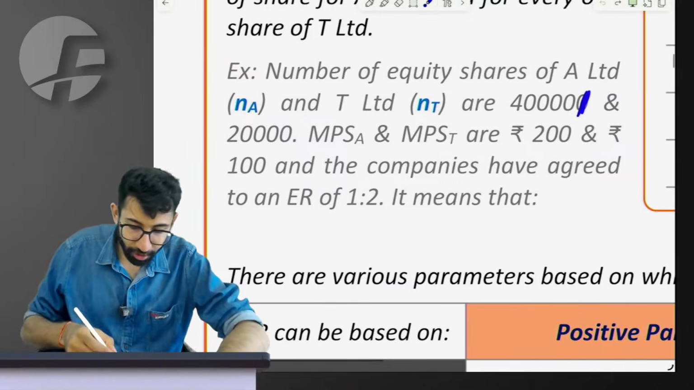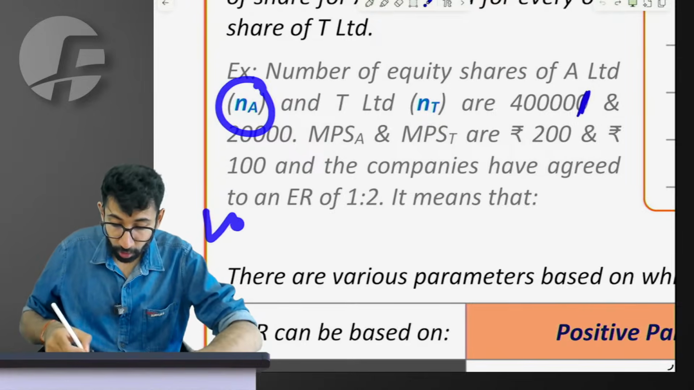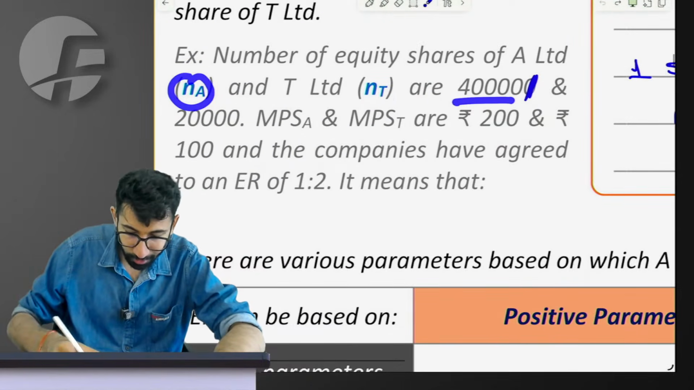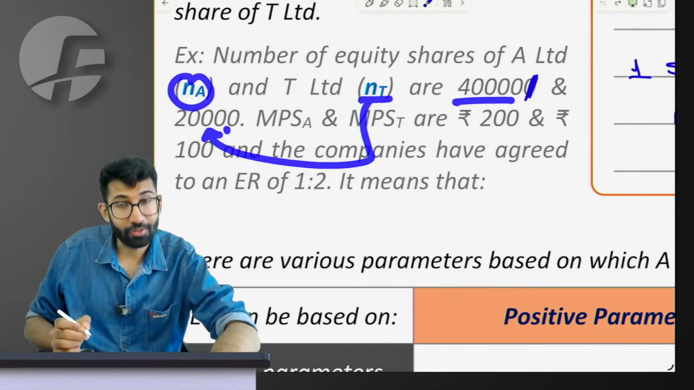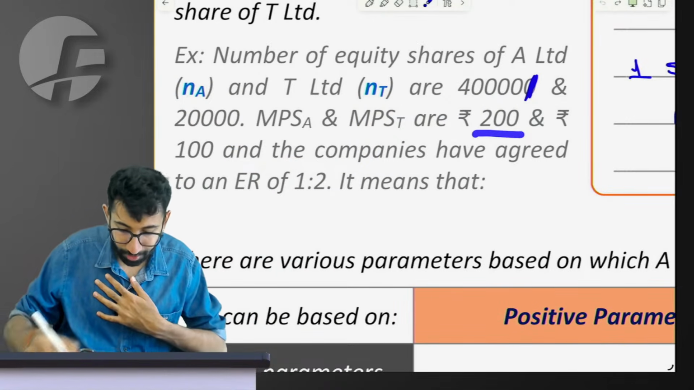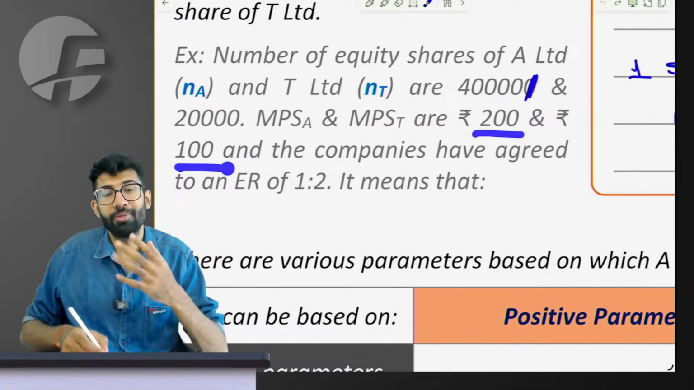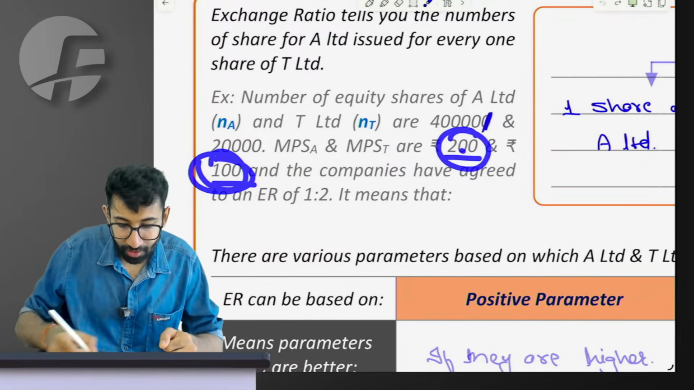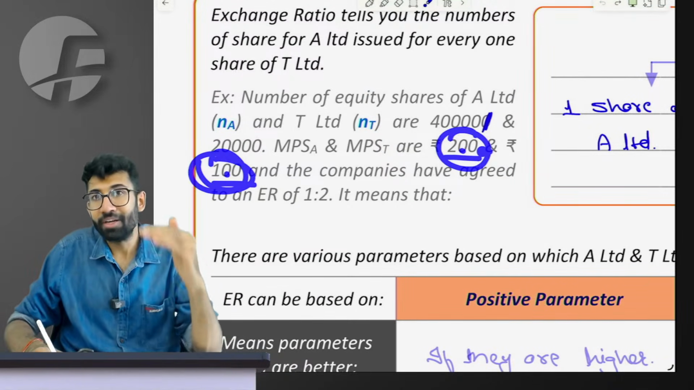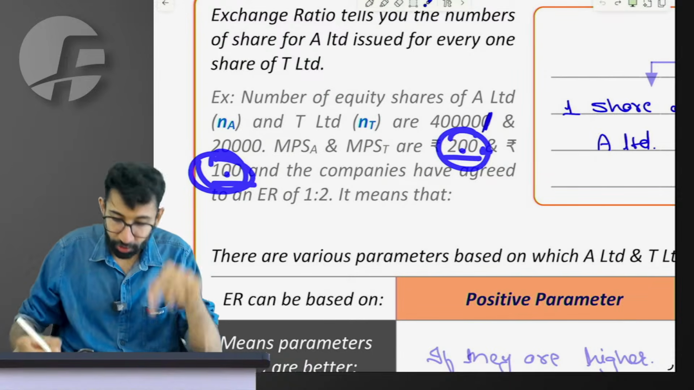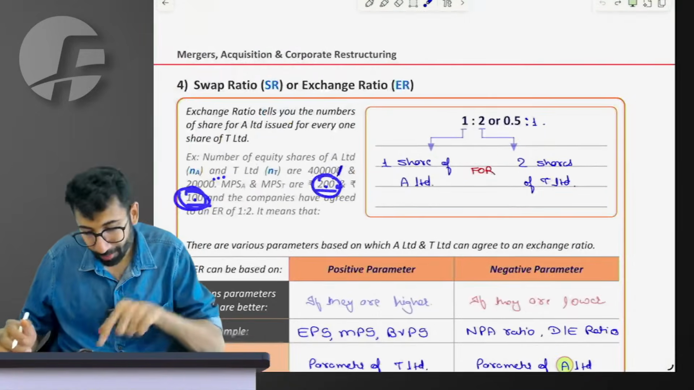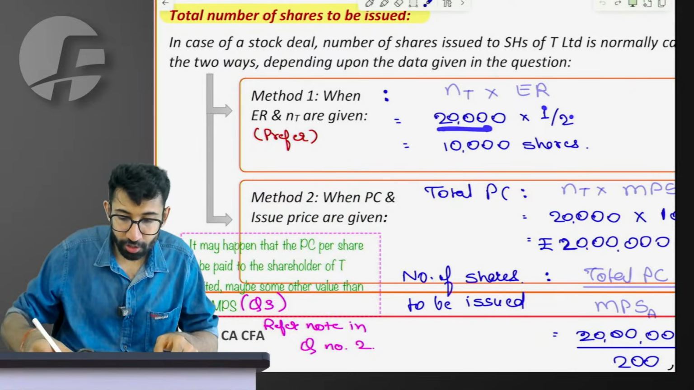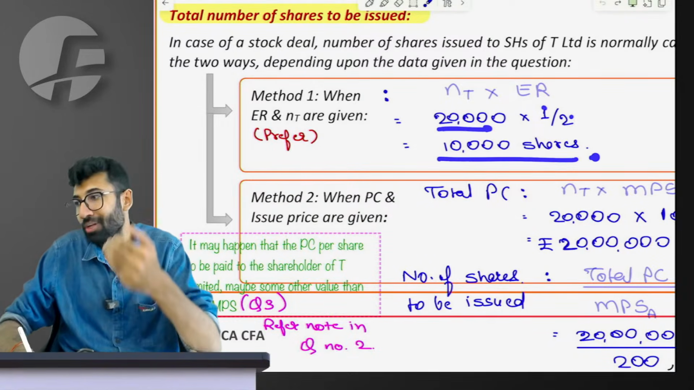So the number of shares of A Limited, which can officially be denoted like this even in the exam, are 40,000, and the number of shares of T Limited are 20,000. My market price is 200, your market price is 100. Let's say based on the market price, we have decided the exchange ratio to be 100 divided by 200, as 1 is to 2. So against your 20,000 shares, how many shares of mine will be issued to you? 20,000 into the exchange ratio gives you 10,000 shares to be issued to you.